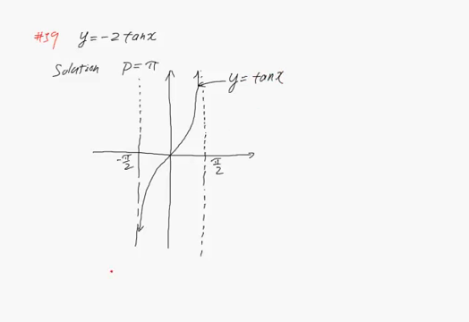Then let's get the graph of y equal to 2 times tangent x. So actually you just stretch the graph of y equal to tangent x by a factor of 2, and then you get the graph of y equal to 2 times tangent x. So the graph of y equal to 2 times tangent x is like this.